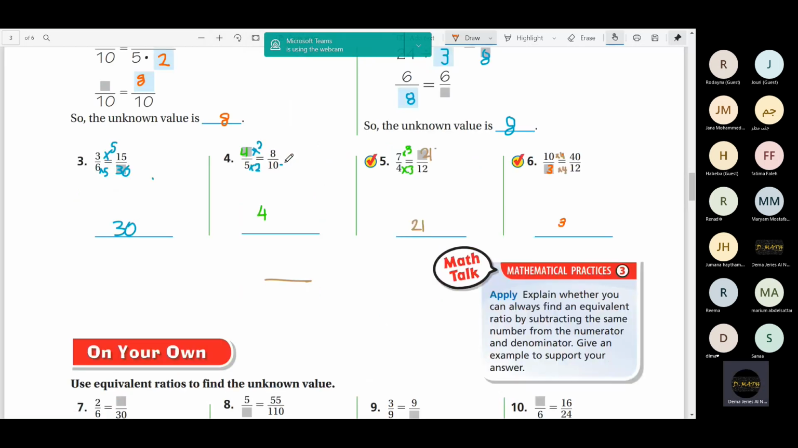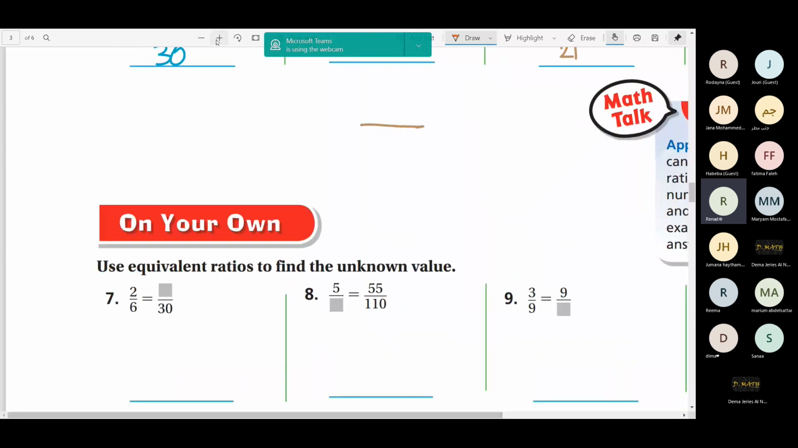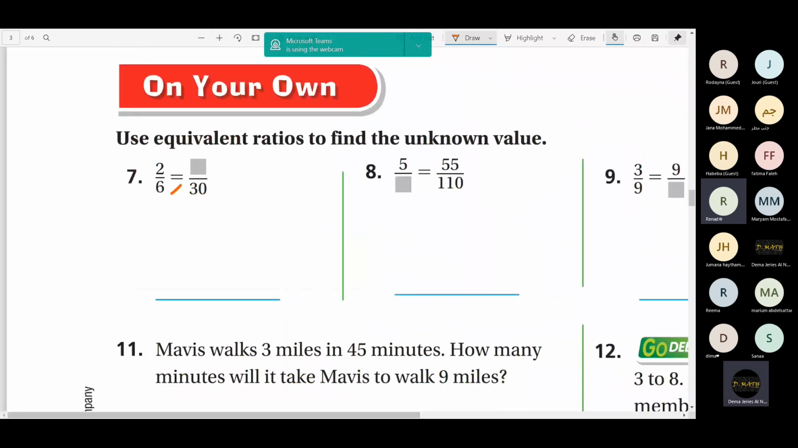Okay. Now, Rinat. Yes, teacher, I'm Rinat. Number 7. 2 over 6 is equal to unknown over 30. 2 multiply 5, 6 multiply 5 equals 30. Bravo. So 2 multiply 5 equals 10. Thank you so much.